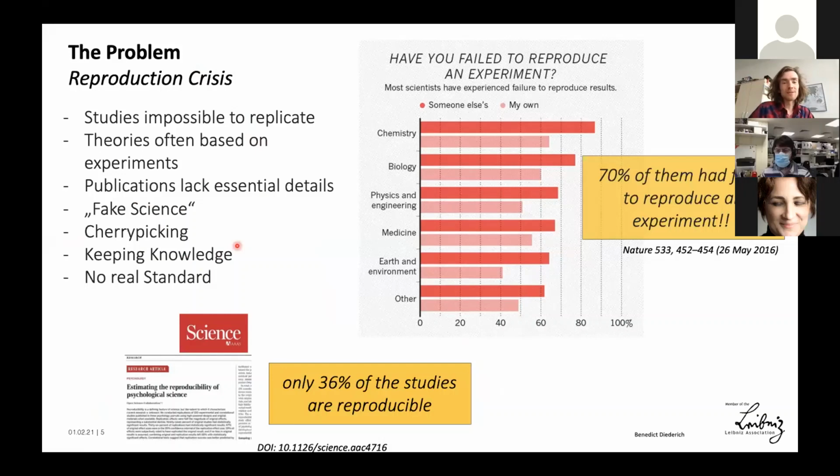All in all, what I would like to really stress is that there's no real standard you can follow in order to perform the same experiment in your lab. Especially chemistry and physics are two disciplines where it's kind of severe. 70%, according to one of the Nature studies, suggests that the experiments are not really reproducible.